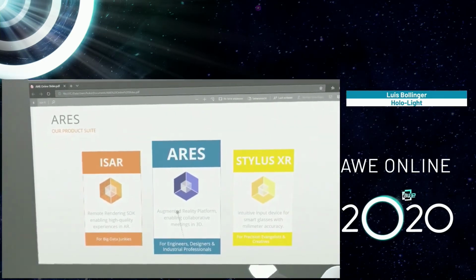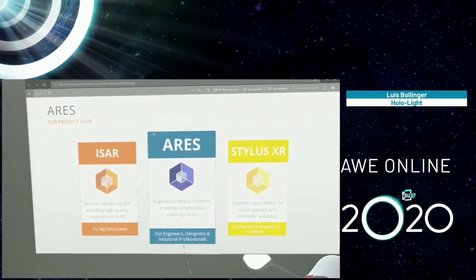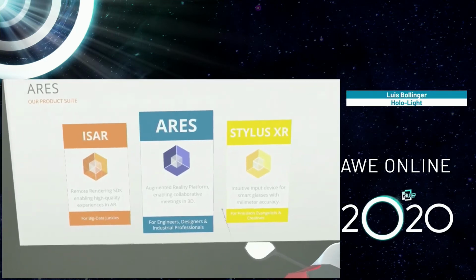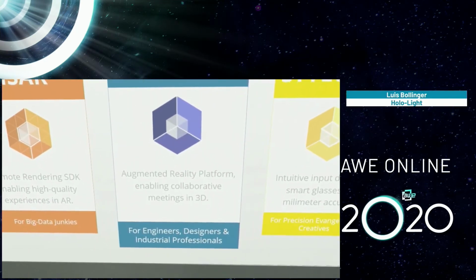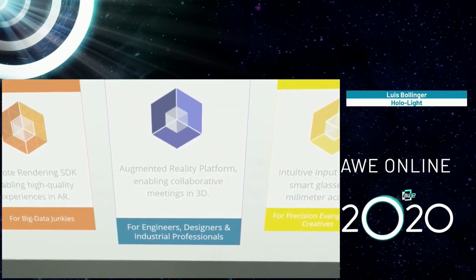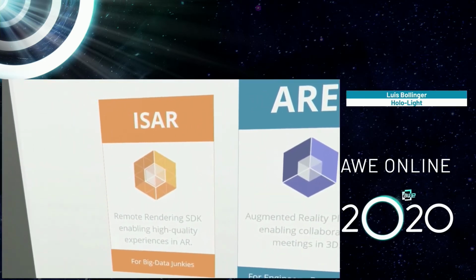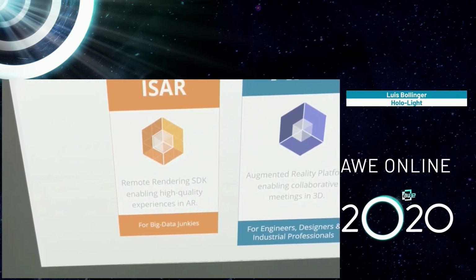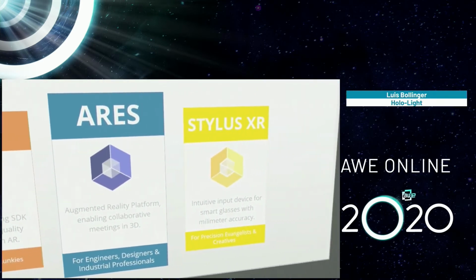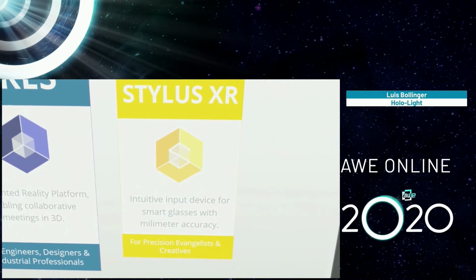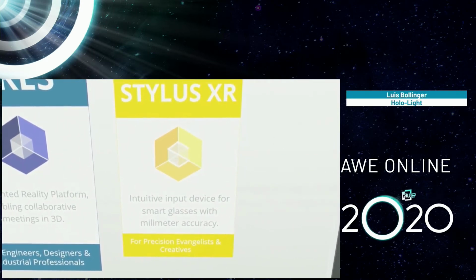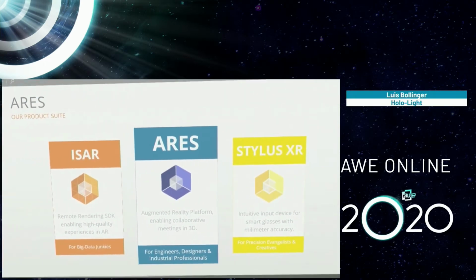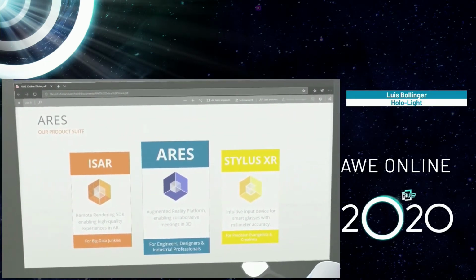You learned everything about the core of our product suite, Aries. We now have two more very important things. For everyone who needs to visualize huge amounts of data, which means several million polygons and a lot of individual assemblies, these people can use ISAR, our interactive streaming for augmented reality. And we have Stylus XR. That's our precise input device for Aries, which can be used to interact more precisely and more intuitively. Let's have a look at that in the next video parts.